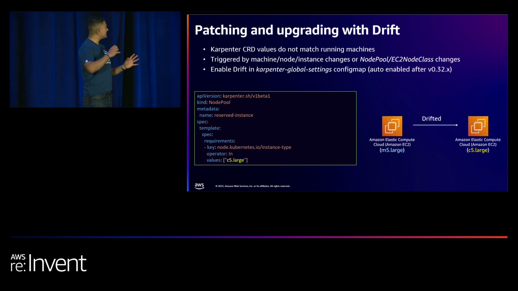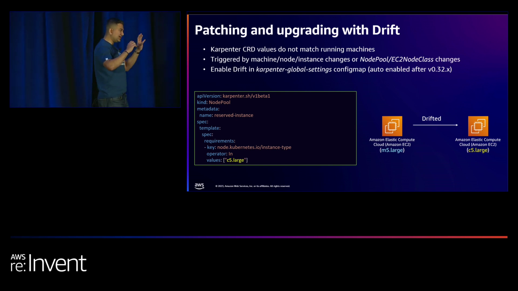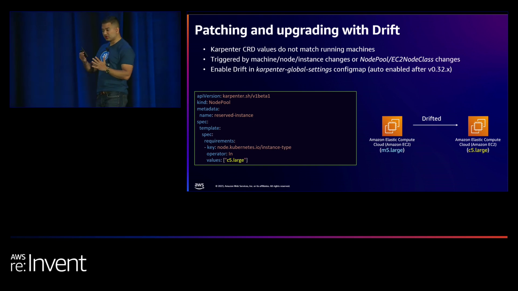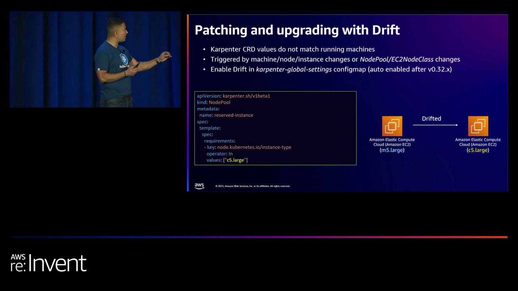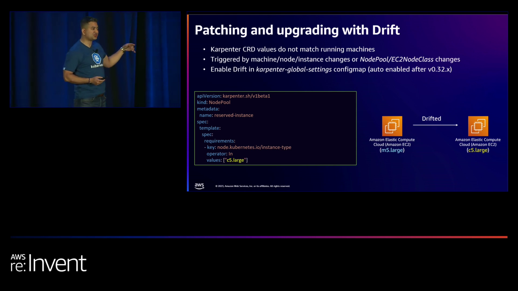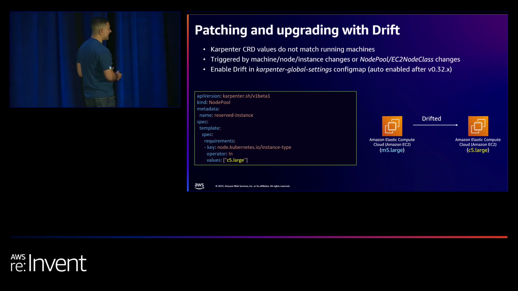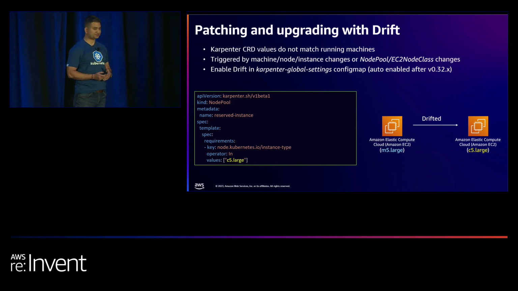Drift is a mismatch of either the CRD values to the machine or vice versa. And when it happens, Karpenter automatically reconciles, so it will cordon the existing m5.large nodes, drain them, and schedule the pods onto new c5.large instances. You can enable drift in the Karpenter global settings config map. It is auto-enabled after version 0.32.